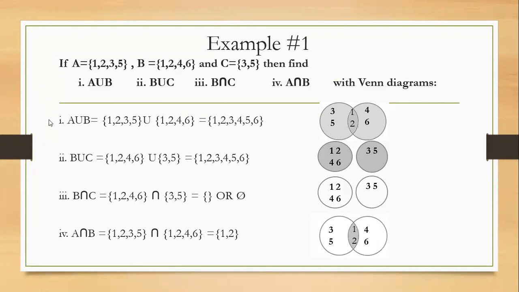Okay, Zoha, now look at the question carefully. In this question, first we have to solve A union B. Now what we have to do? First copy down the elements of set A, then union, then the elements of set B. This is equal to. And we know how we can find the union, by combining all the elements. How can we combine the elements of these two sets?